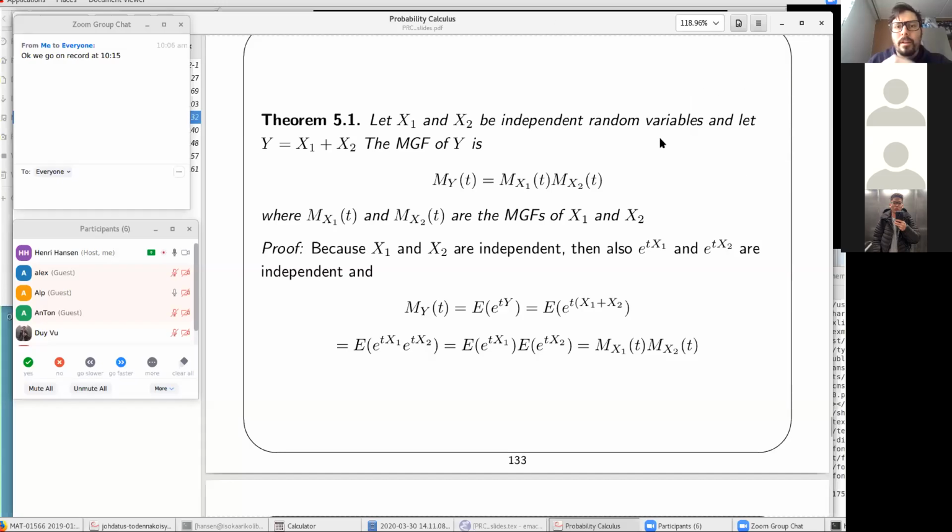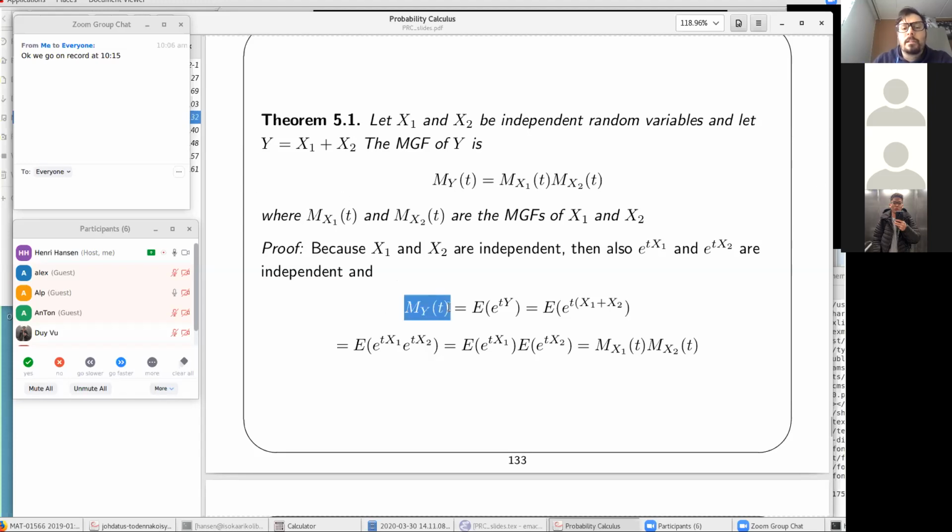Okay, now it's recording. So we start with this theorem. If we have two independent random variables and we take their sum, then the moment generating function is the product of the moment generating functions of these. And this hinges on the idea that it's independent. The proof is very simple.